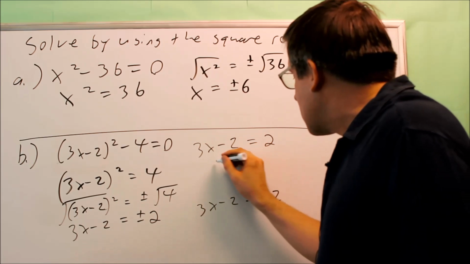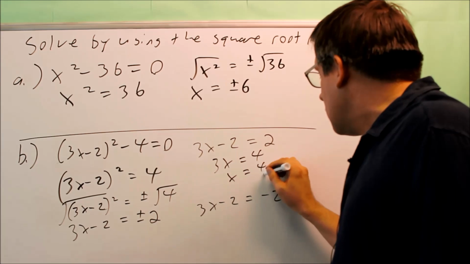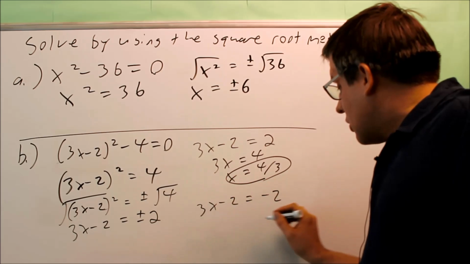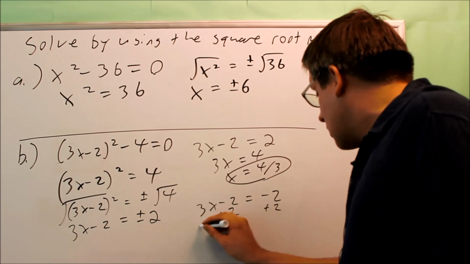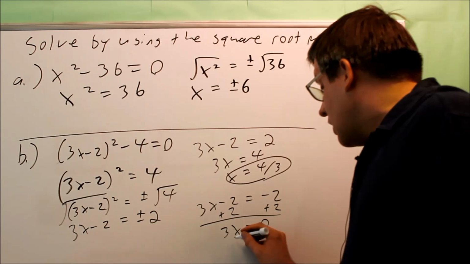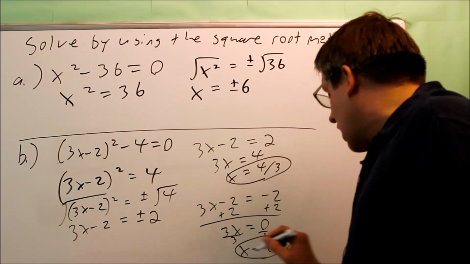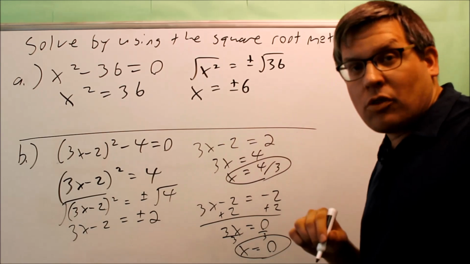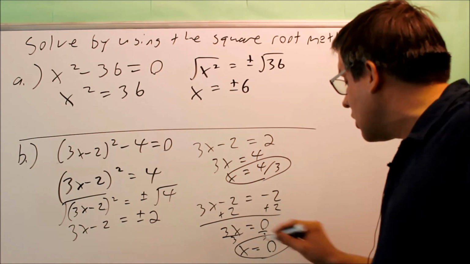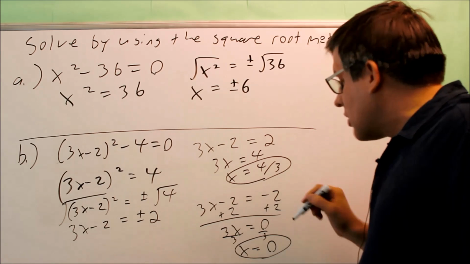I'm going to add 2 to both sides here, and I get 3x equals 4, or x is equal to 4/3. So there's my first answer. I'm going to do this one, add 2 to both sides also, and I get 3x is equal to 0. Now when I divide both sides by 3, you do get 0 as the answer. As long as 0 is not on the bottom of the fraction, then it's okay. If 0 is on the top, that's fine. So 0 divided by 3 is 0. So your two answers would be 4/3 and 0.